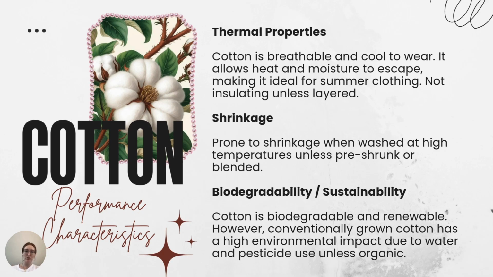Shrinkage. It is prone to shrinking. So if it's washed at a high temperature, it's likely that it will shrink unless it's pre-shrunk or blended. So pre-shrunk, we might pre-wash a fabric before it's even made into a garment, so that any shrinkage that's going to happen will happen before it's actually sewn up into an item of clothing or whatever it is meant to be. So we might pre-wash to get rid of shrinking. And the other thing, obviously, blended, maybe blended with another fibre, and that might stop it from shrinking, like polyester.